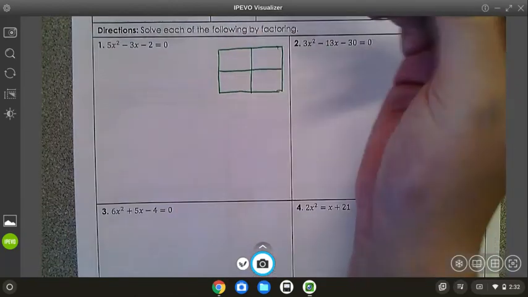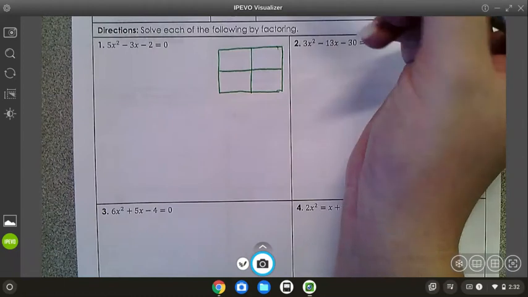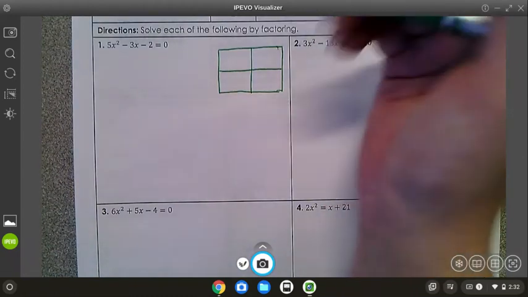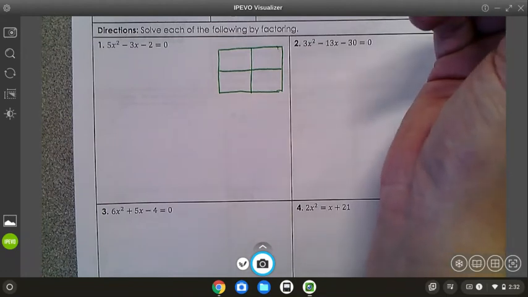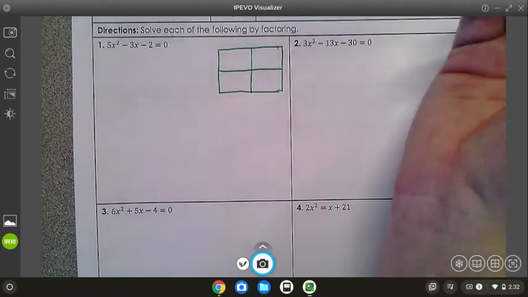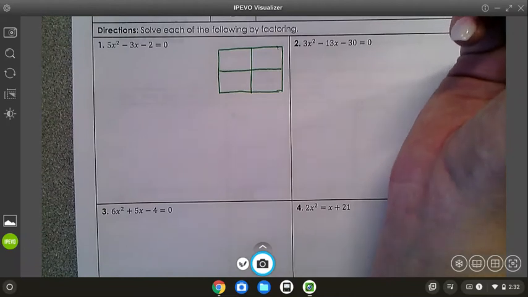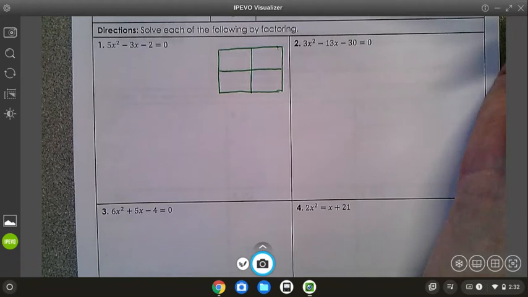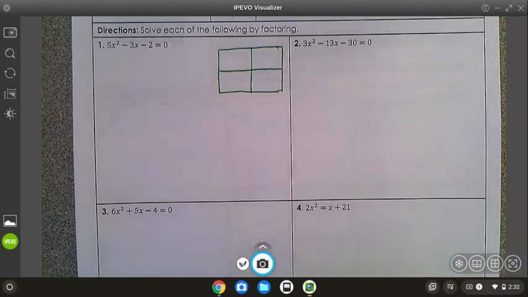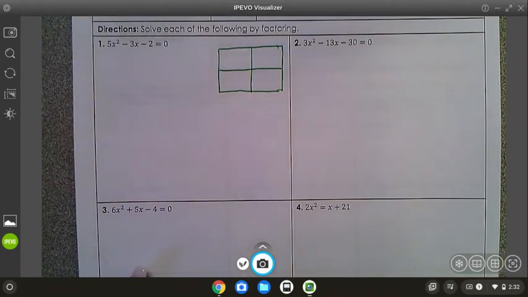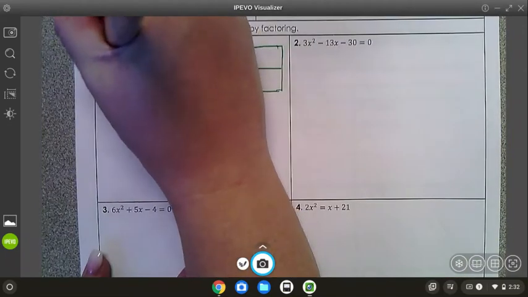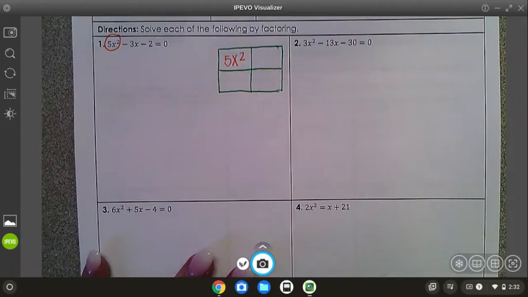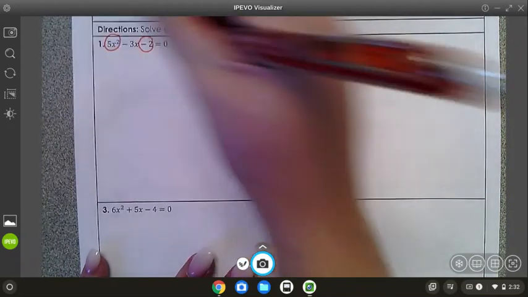There are lots of different methods for doing these. You may have learned a different method in Algebra 1. You may see a different method in Advanced Topics or in Algebra 3. I'm just showing you the one that I prefer. All right. So step 3 says to place your ax squared in the top left. So 5x squared, and your c in the bottom.